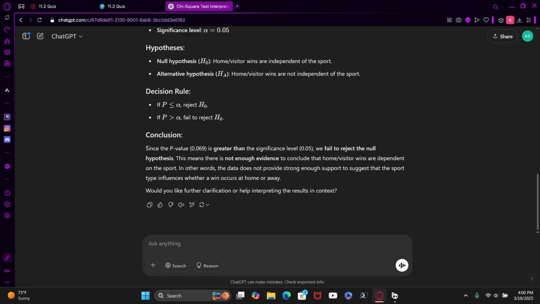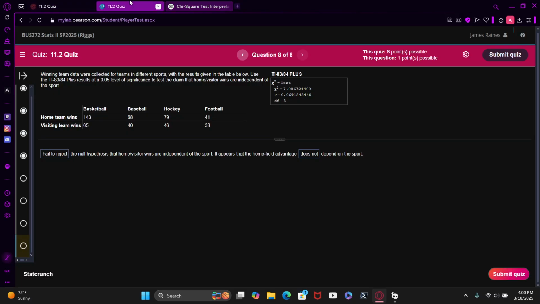I can't read this. Okay. Failed to reject the null hypothesis. Not enough evidence to conclude that home visitor teams are dependent. So yeah, I guess. Obviously, I'm going to go back when the test's over and check everything.